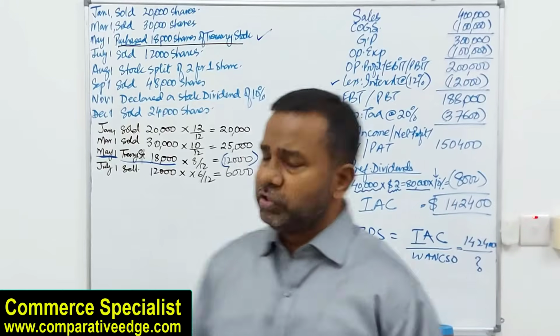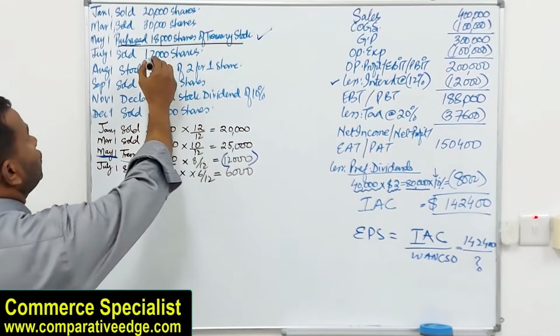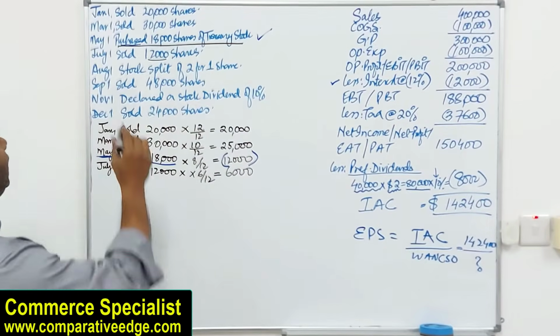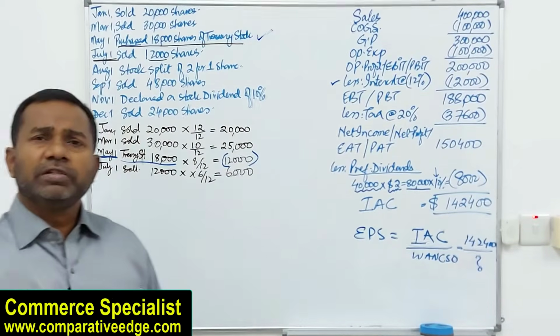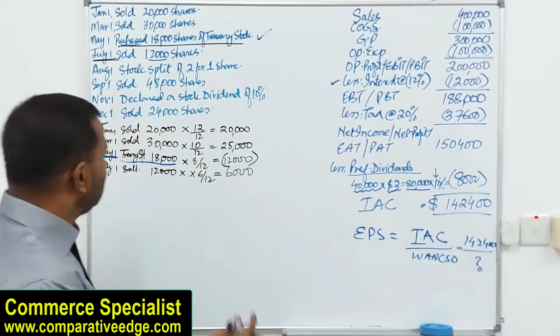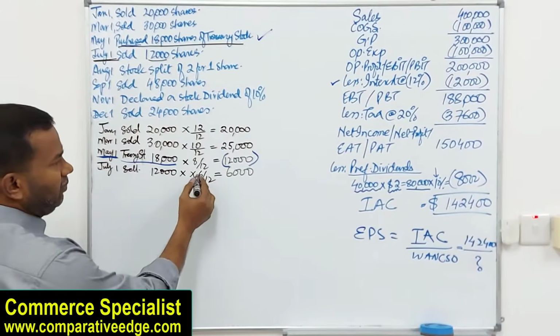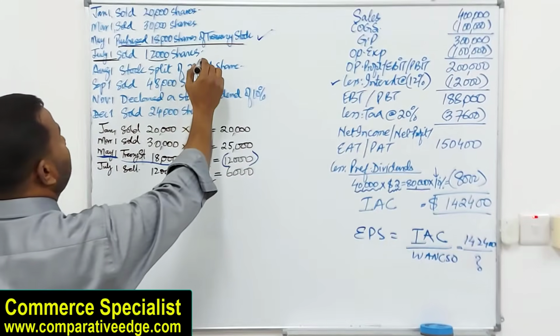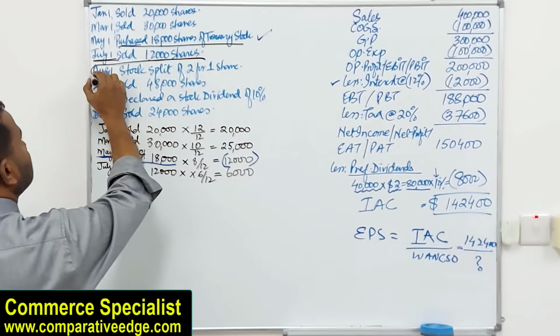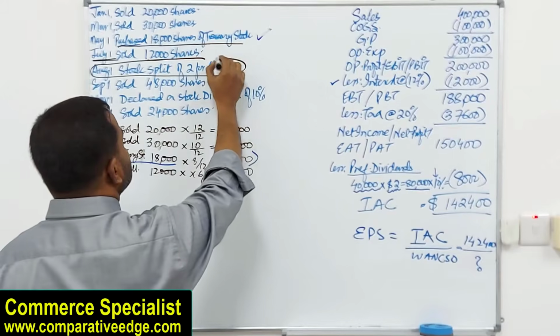After that, we sold 12,000 shares. It's on July 1st, sorry, we sold on July 1st. So from July to December, it's another 6 months. So 12,000 shares are worth 6 upon 12, 6,000. Now everybody please pay attention. We are coming to stock split.